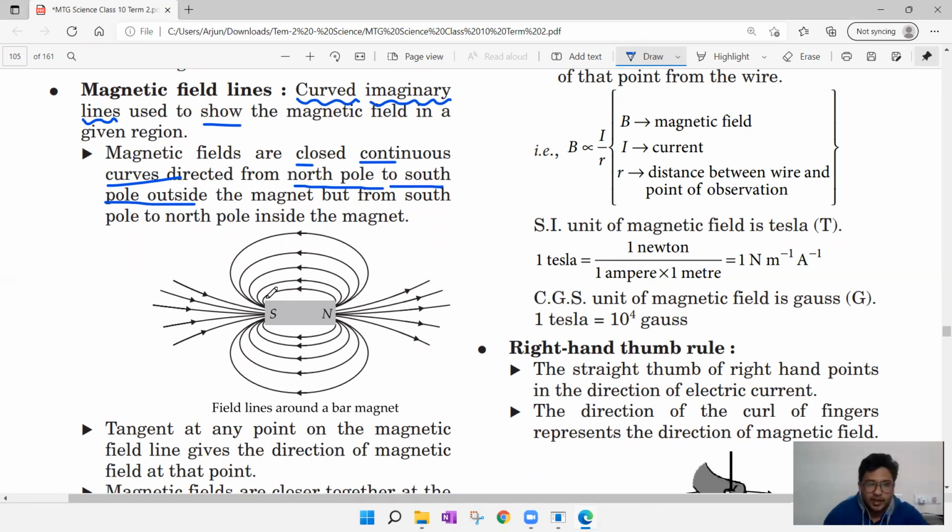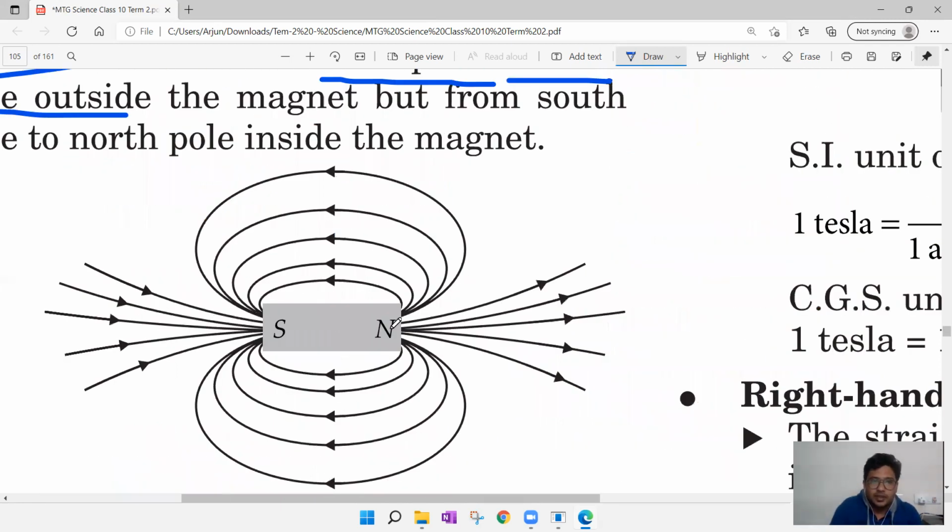Means if you take a bar magnet, you see this is north pole and this is south pole. Always magnetic field lines will start from north and move. You can see the direction like this. It moves towards south, that is outside. Inside, it moves from south to north again, like this. And again it moves from north to south outside, south to north inside. It is closed. You see, it is completely closed.